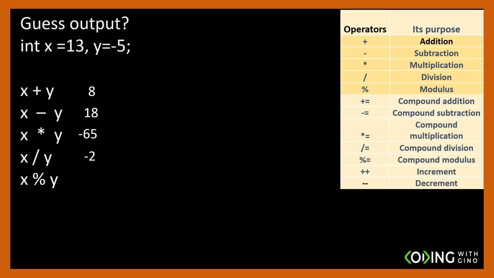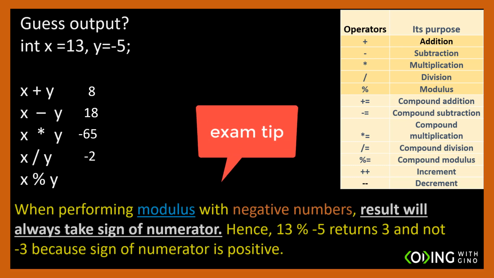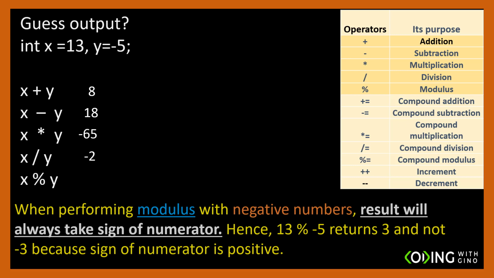How about x modulus y? We know that 13 divided by 5 would yield a remainder of 3. When we divide 13 by negative 5, would it yield remainder as 3 or negative 3? What do you think? Here's a tip. When performing modulus with negative numbers, the result will always take the sign of the numerator. Memorize this rule for the exam. Hence, 13 modulus negative 5 returns 3 and not negative 3. Why? Because the sign of the numerator is positive, okay?